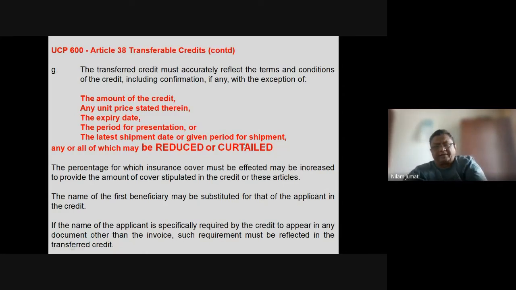So okay, that is the article. This knowledge is enough. These are the items that you can change, you can reduce. Article 38(g) says these items can be reduced when transferring an LC. Okay. Now we go to back to back.